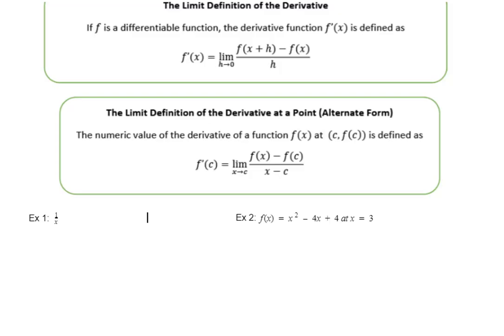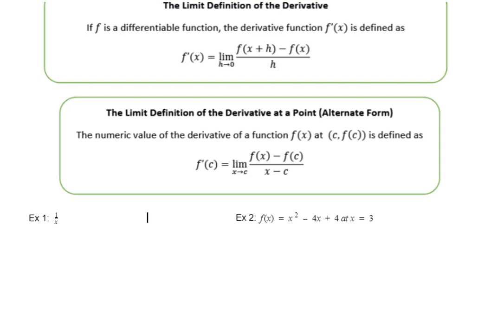Alright guys, on these next two problems we're going to look at the limit definition of a derivative from the formal form and then from the definition as it approaches a certain point, so that it would be like the alternate form. So if I look at my first example, I have 1 over x, and I'm not actually given a specific point or position to where it's going towards. So I do not need to be using the alternate form. I need to be using the formal definition of a limit.